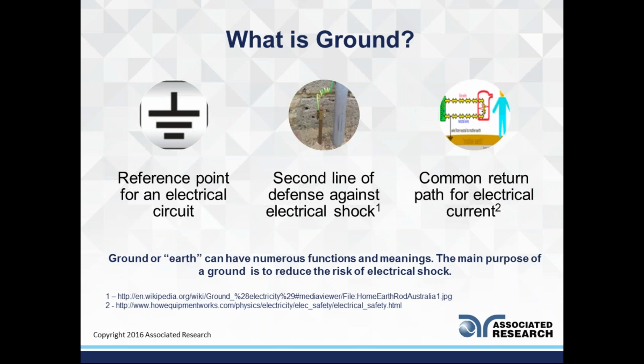Ground, or earth, it can have numerous functions and meanings. It can be a reference point. If it's tied to neutral, it can be the low side of your voltage or your potential difference. It can be the second line of defense against electrical shock. So it will be what picks up all that leakage current or any fault current that may occur. And it's a common return path for electrical current. But all in all, I think the purpose of ground is to reduce the risk of electrical shock. It doesn't eliminate it, but it does reduce it.